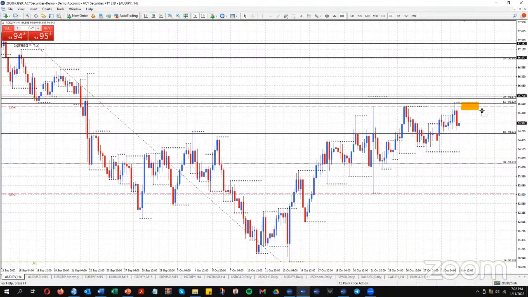We get another test of that area. Last week's high, 62% fib. Last month's high is this high here. So that whole area there is a big struggle. So, we might just trade above last month's high and then a false break.